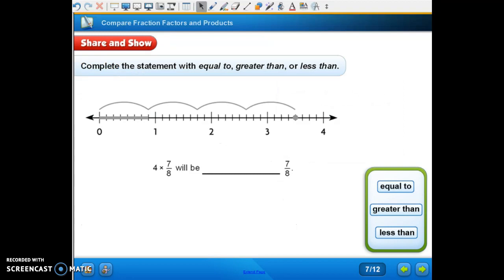This is number 1 on page 309. 4 times 7/8 will be blank than 7/8. They shaded in 7/8, but they showed us what 4 times is, so this is what? Greater than 7/8. Greater than.